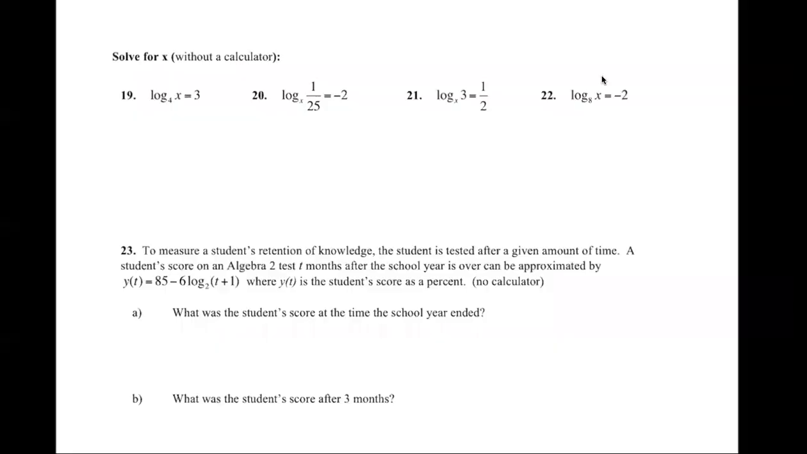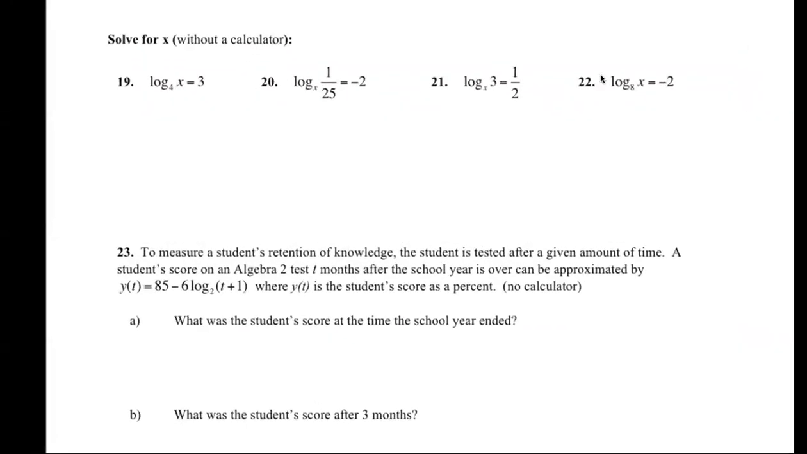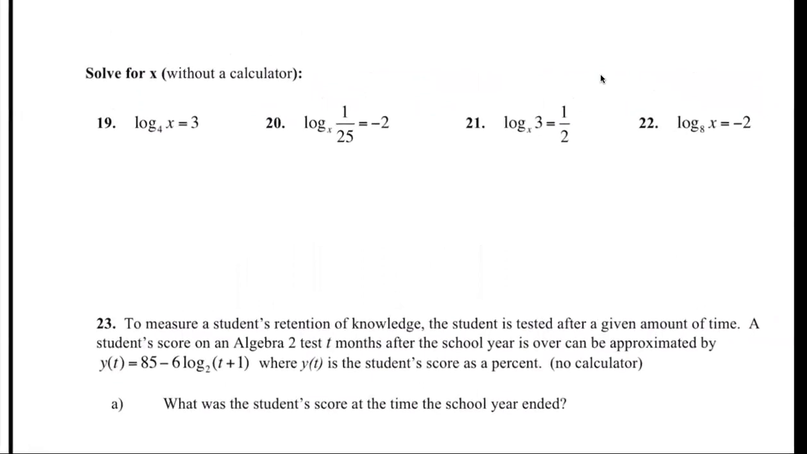All right. So number 19 through 22, it's pretty much more of the same. It's just that the variable x is in a different spot. So all you have to do is write this into exponential form and then solve for x. Writing this into exponential form, I got 4 to the third power will be equal to x, and 4 to the third power is 64. So not more difficult, it's just setting it up with your variable in a different spot.